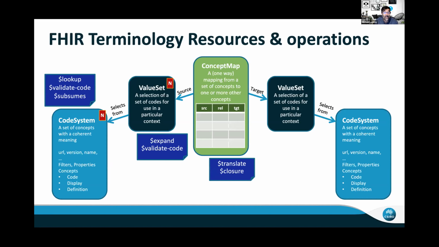And then we have translate. Translate operationalizes a concept map. So given a source code, what are the target codes it maps to, and what are the relationships of those mappings? They may be relationships of equivalence, but they may be broader than or narrower than, or you may even have a code that has no map. And a concept map can actually refer to other concept maps, so it can delegate off to other concept maps. So the translate operation will work through those delegations.